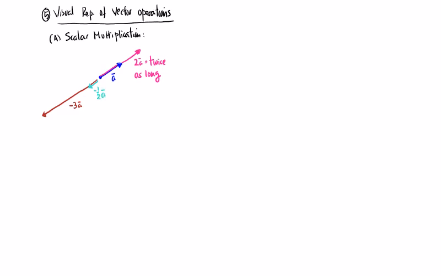So that's a way to think about scalar multiplication. And we saw that when it came up when we did a unit vector in the direction of something.